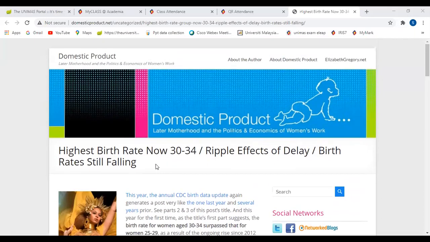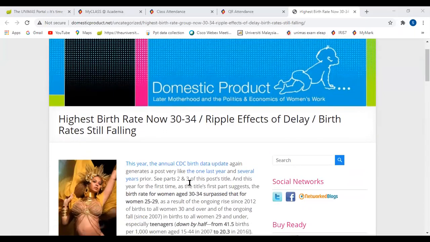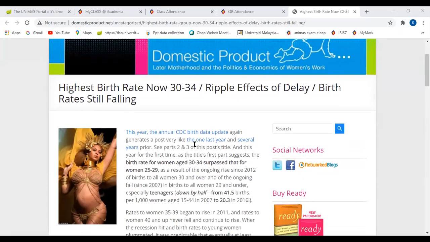What year was this? I forgot. A few years ago, quite current, so not this year, definitely. I think it was about 2-3 years ago. So the annual crude death rate, CDC birth data update, generates a post very like the one from the previous year.